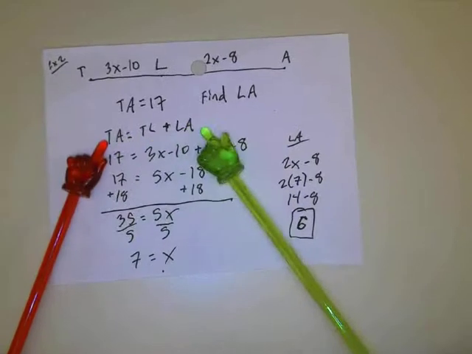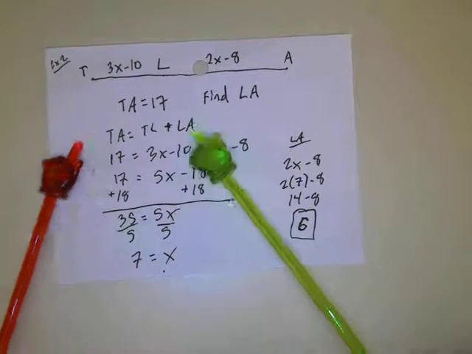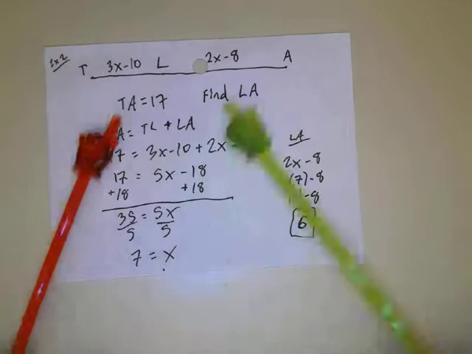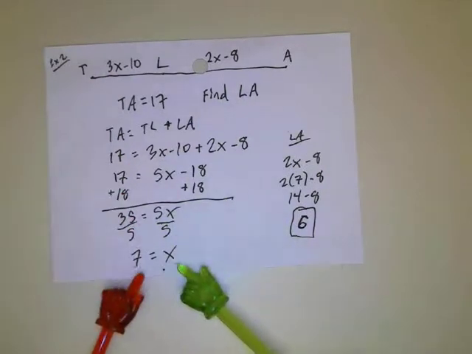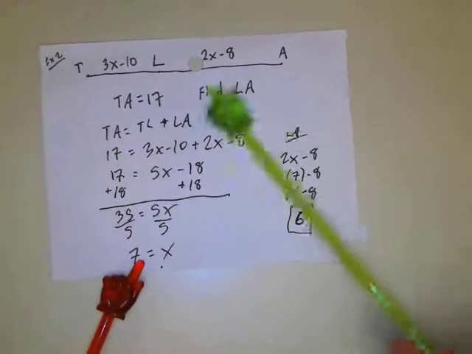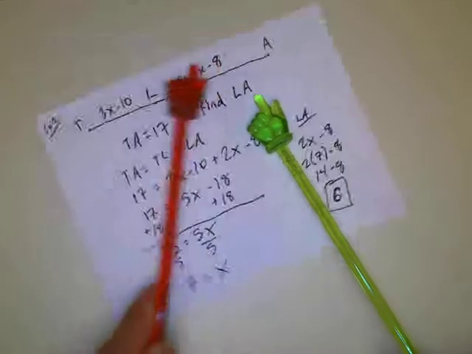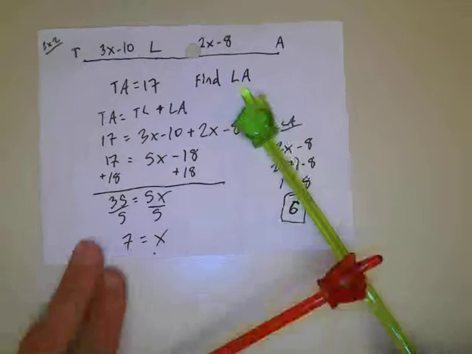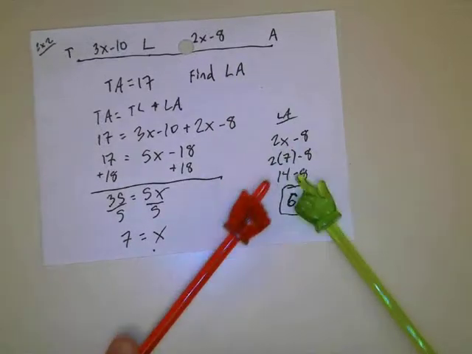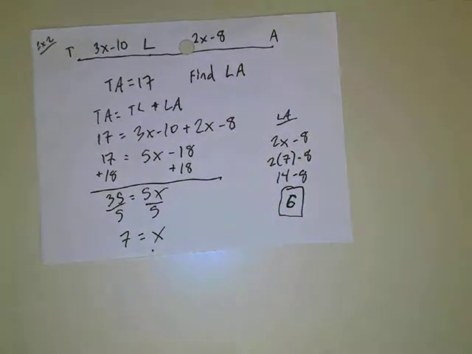Alright, and so just some pointers for you. Write out the general idea first. Alright, so here's the segment addition postulate. Write that formula out, then substitute and solve using Algebra 1. And be sure to answer the question. They're asking not for X, they're asking for the length of LA. So be sure to answer the question, and so you need to substitute in for that.